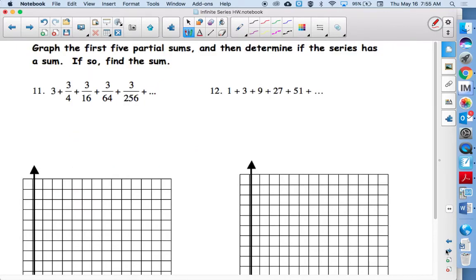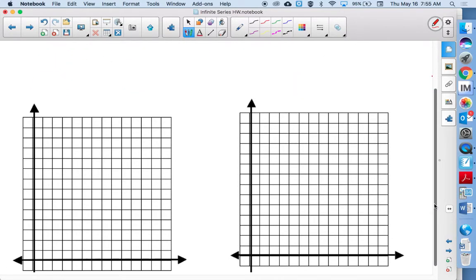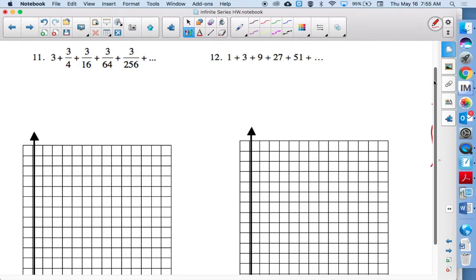So the last one on here of the odd problems says to graph the first 5 partial sums, determine if the series has a sum, and then if so, find that sum. So starting with the first 5 partial sums, the first one would be 3. Connor, what are you doing then to get the next partial sum?